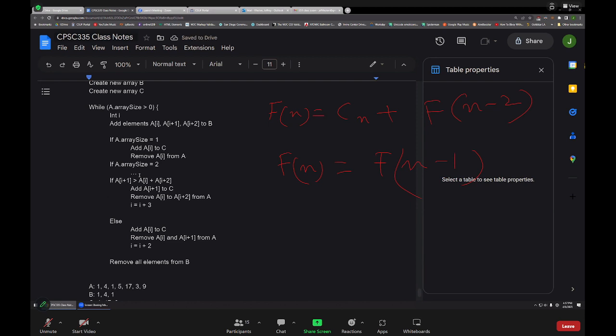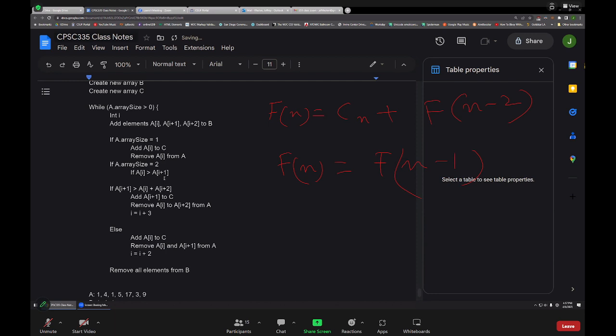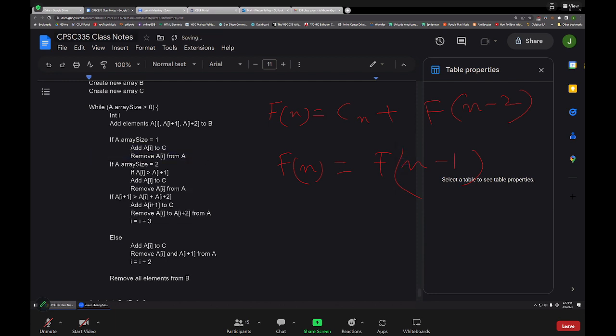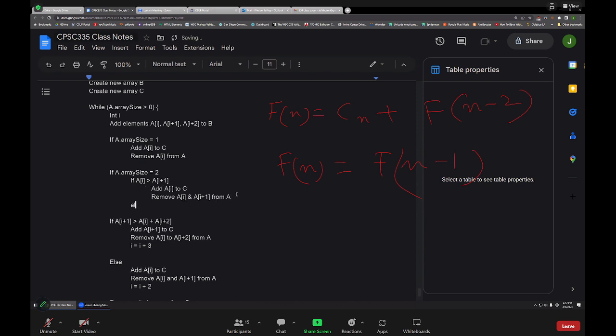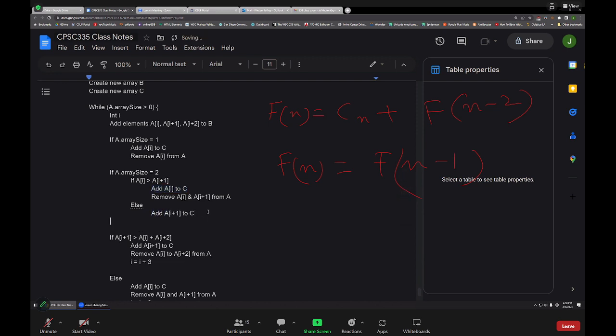I guess this is just if you do it's just because if there's only 1 left, you would just do that, and if you have 2, you need to figure out which one's the biggest. Else, actually you do this way.